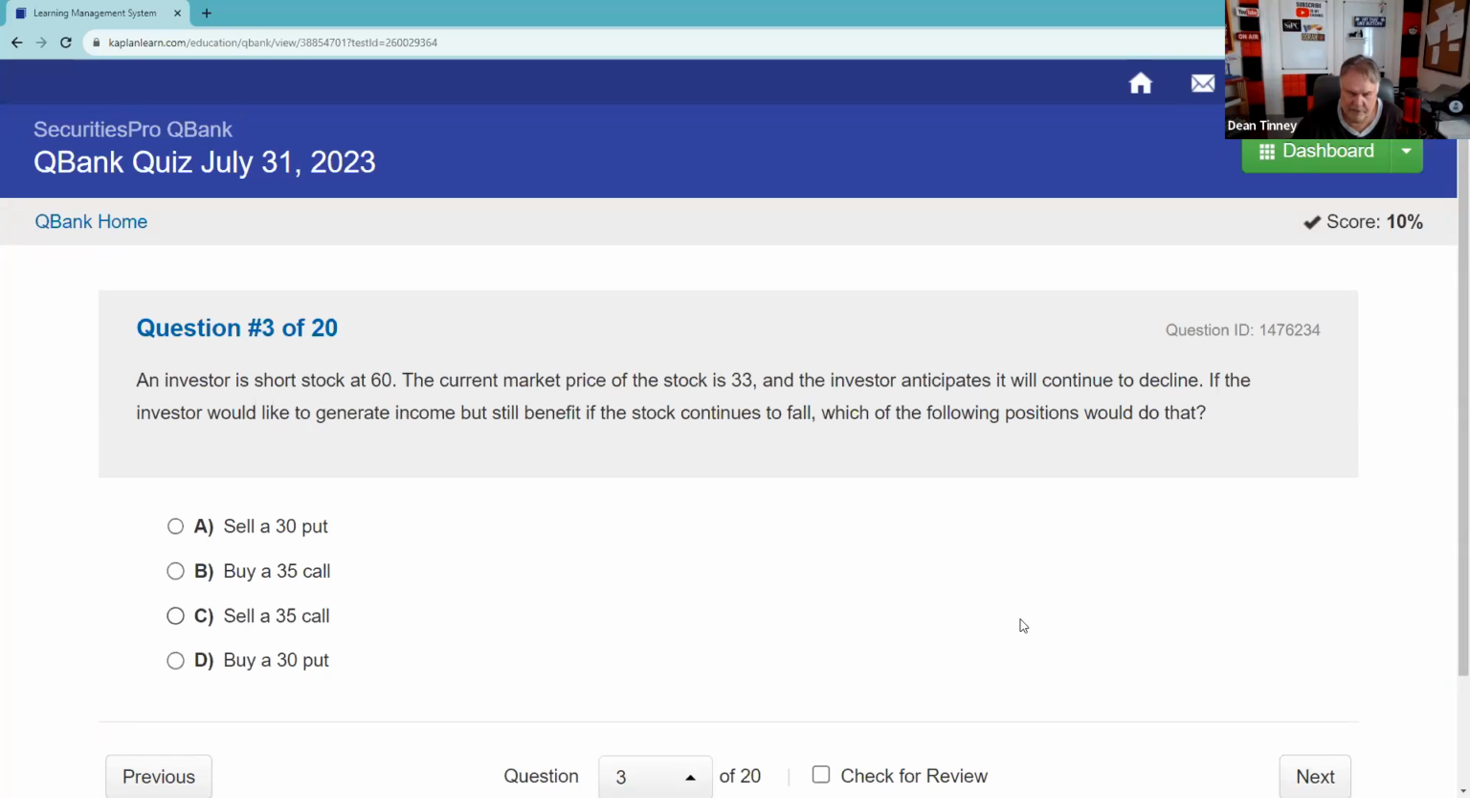I hate these questions with a passion. This is just so stupid. But once they say generate income, it means it's either A or C, right? Because we have to sell the option, but still benefit if the stock continues to fall. Which of the following positions would do this? What say you?